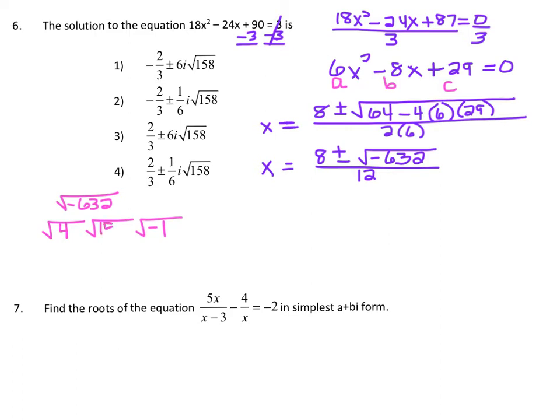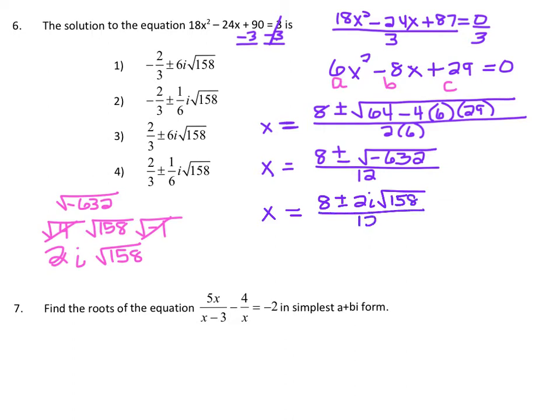Okay, so if it's multiple choice, try to take advantage of shortcuts with your answer choices. Now the square root of 4 is 2. The square root of negative 1 is i. And then I'm going to just bring down the radical 158. So in our equation, let's replace the radical negative 632 with 2i radical 158. So we'll have x equals 8 plus and minus 2i radical 158 over 12.